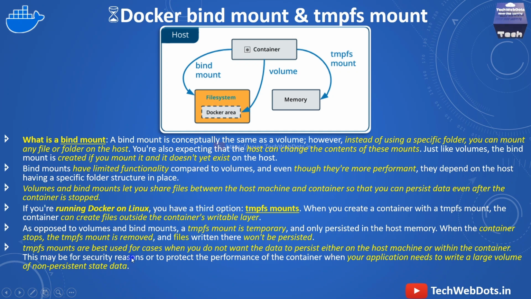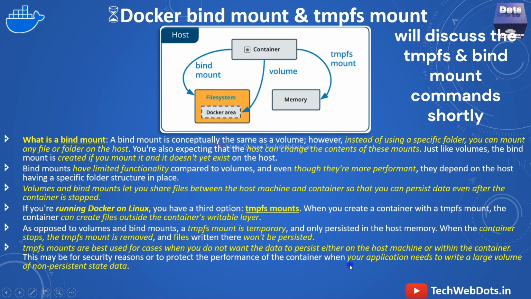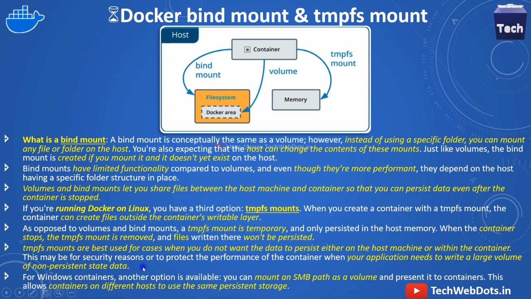Temp file system mounts are best used for cases when you don't want the data to persist either on the host machine or within the container. This may be for security reasons or to protect the performance of the container when your application needs to write a large volume of non-persistent state data. So this is important from that point of view.